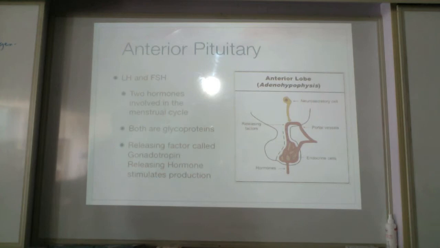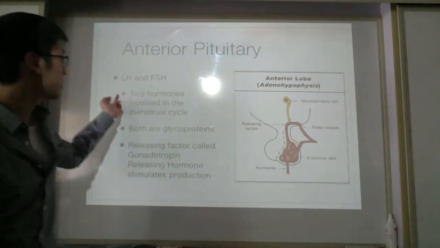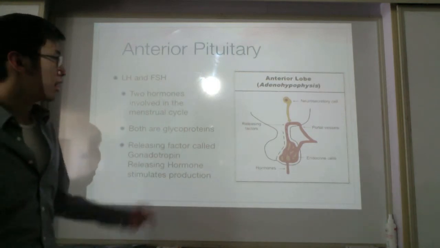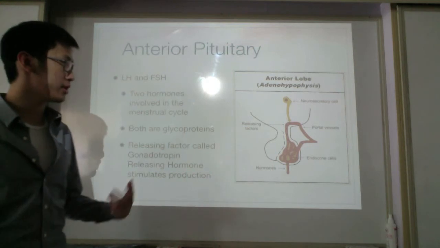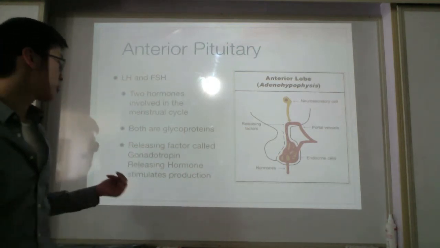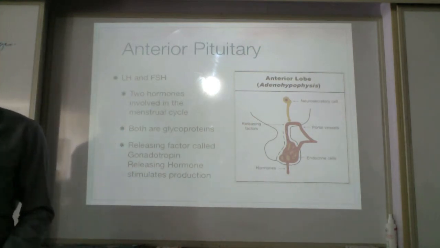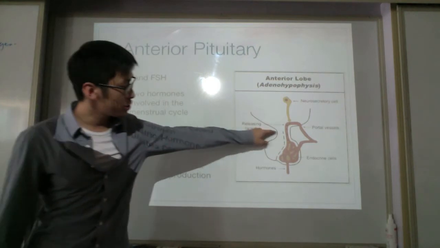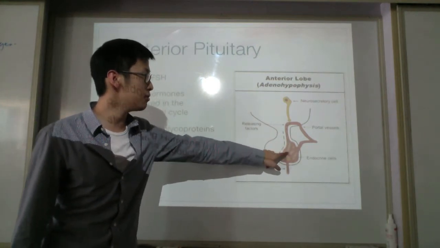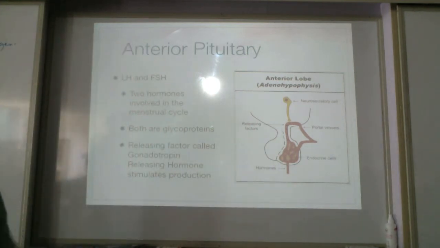Now, the anterior pituitary works in a different way. There's, for example, LH and FSH, which are two hormones involved in the menstrual cycle. The neurosecretory cell, instead of releasing LH and FSH directly, will release a releasing factor called gonadotropin releasing hormone, or GnRH for short, which stimulates the production of LH and FSH in the endocrine cells in the anterior lobe, and then it goes into your bloodstream, which is different.